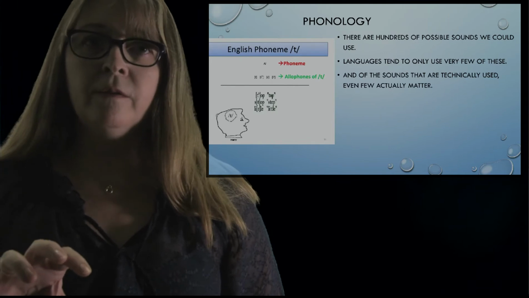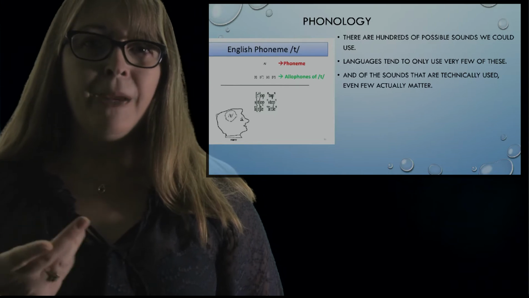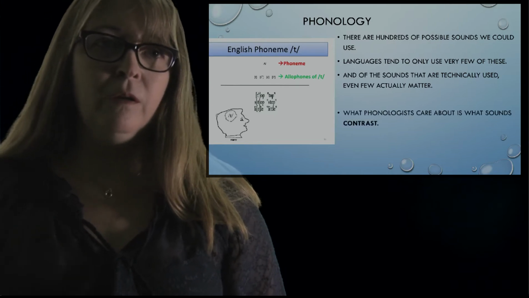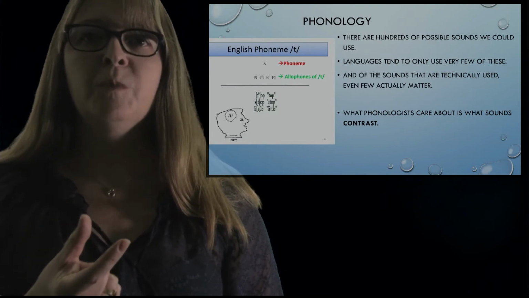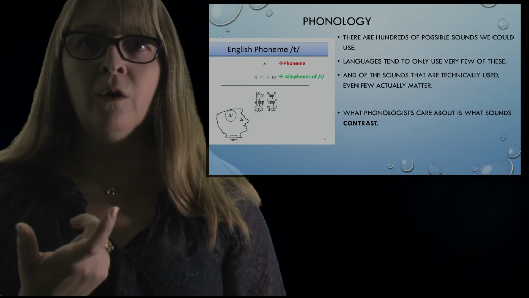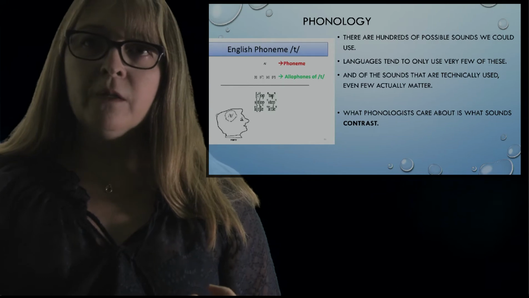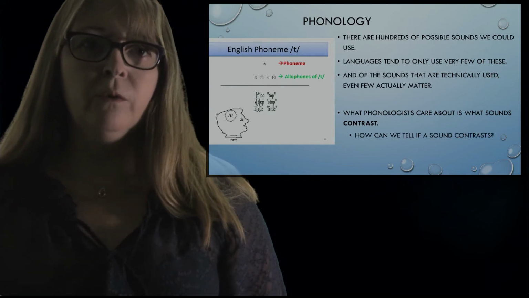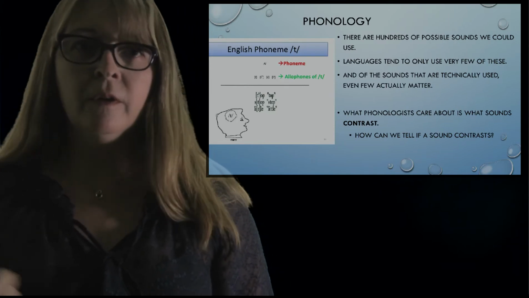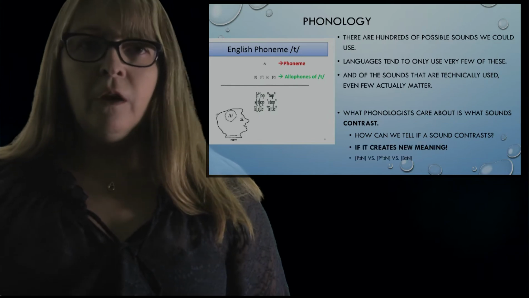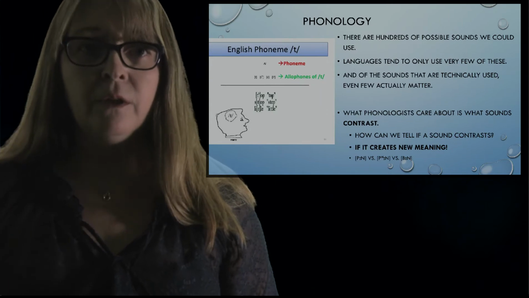Of these sounds that are used, very few make a big difference, okay? So what phonologists look at is contrast. Which sounds are contrasting, which, when you use one, it means something totally different from when you use another one, okay? Remember when I talked about ice and eyes? So how can we tell if a sound contrasts? Well, if it creates a different word, a different meaning, okay?